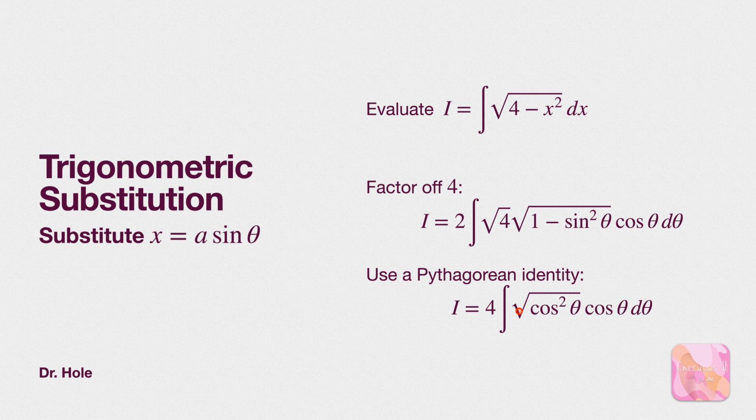Next, we want to simplify the radical term. The radical never returns a negative value. A radical function is non-negative. However, cosine does produce negative values, so we have to be a little bit careful when evaluating this radical.